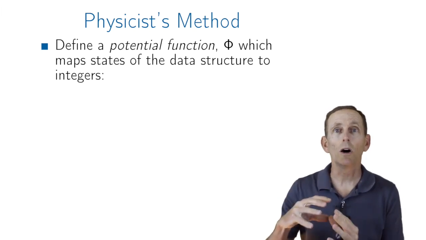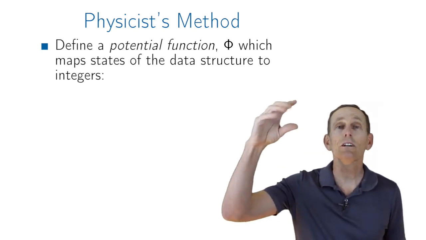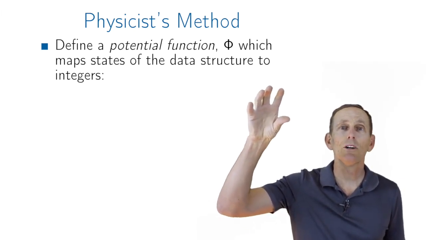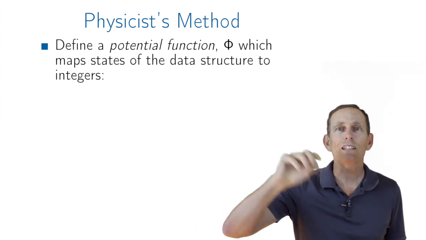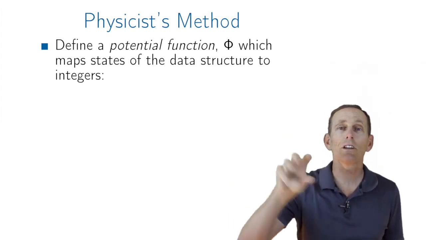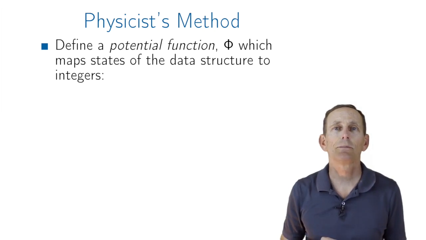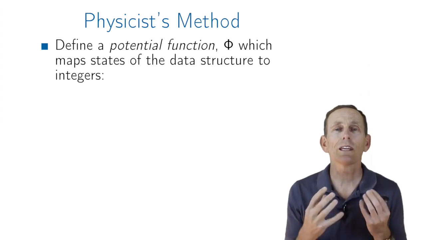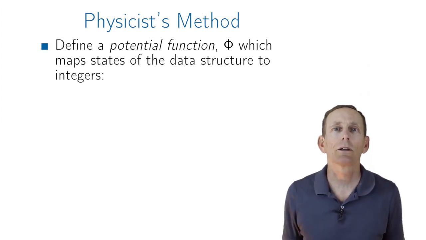For instance, if you have a ball and you take it up to the top of a hill, you've increased its potential energy. If you then let the ball roll down the hill, its potential energy decreases and gets converted into kinetic energy, which increases. We do the same sort of thing for our data structure, storing in it the potential to do future work.